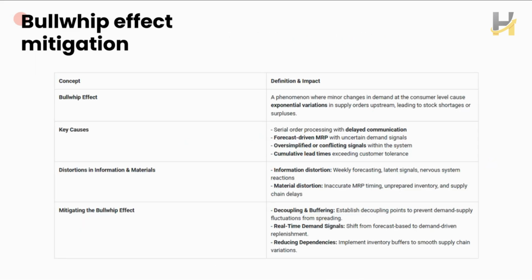Okay, so how do we mitigate the bullwhip effect? What are the causes of it? The causes are delayed communications, amplified communications, conflicting signals within the systems, and cumulative lead times exceeding customer tolerances. There's an information distortion and there are material distortions. The information coming in from the retailer up to the manufacturer is a type of information distortion.